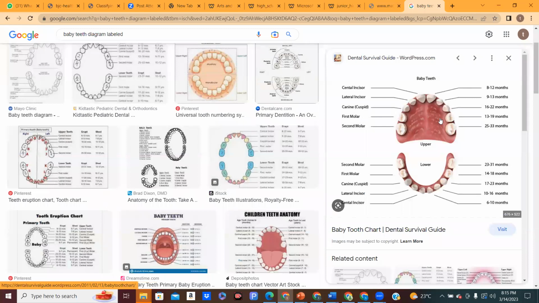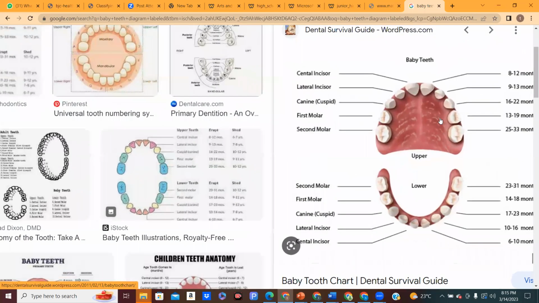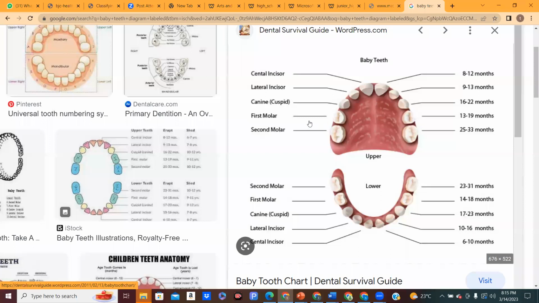Okay, so these are baby teeth. This is a molar. These are premolars, right? So this is 1, 2, 2 on this side, 1, 2, 2 on the next side.